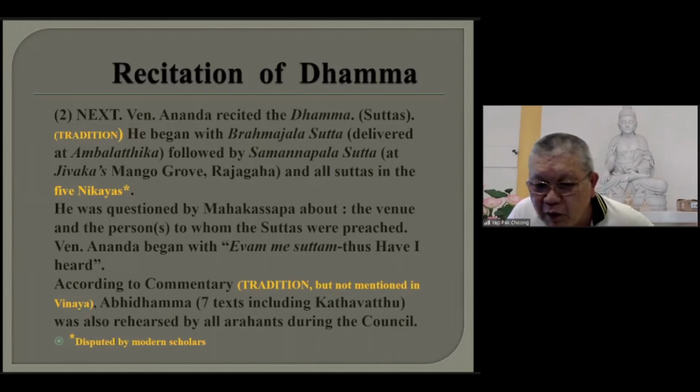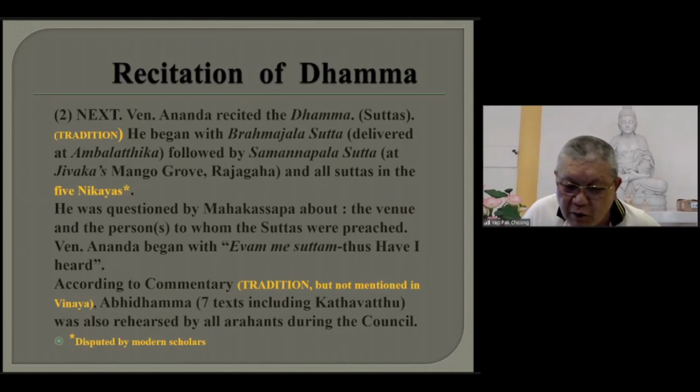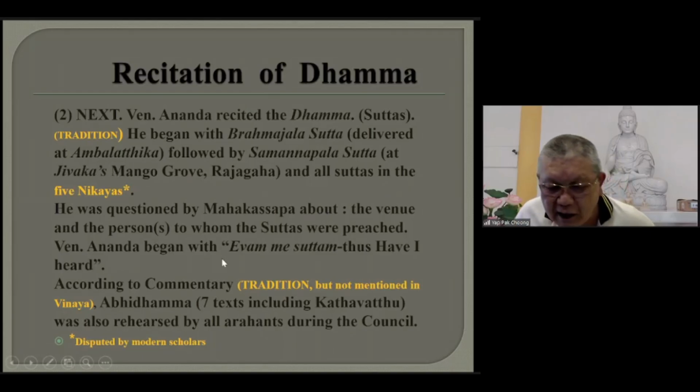This one is sutta number 1 in the Digha Nikaya. Okay, so after the recitation, Mahakasapa asked him where and when this sutta was delivered. So Ananda had to explain now. This Brahmajala Sutta was delivered by the Buddha at a place called Ambalatthika. It is somewhere between Rajagaha and Nalanda. You see, between Rajagaha and Nalanda. Some small town in between.